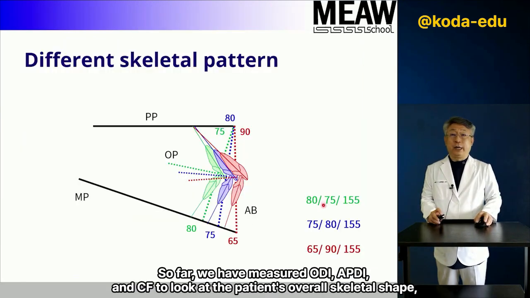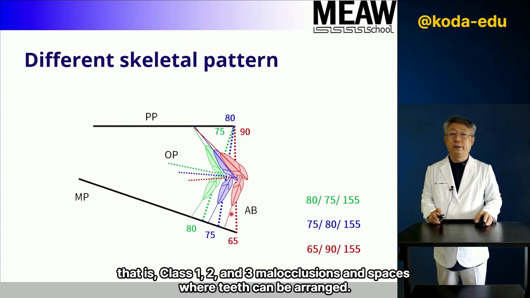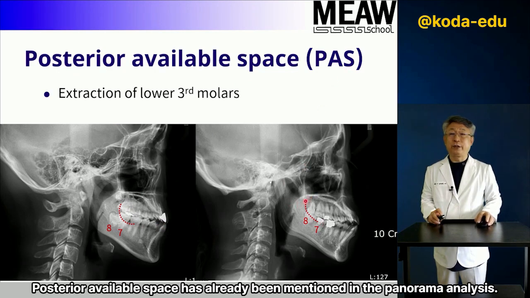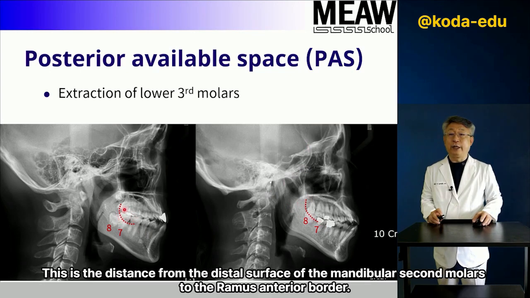So far, we have measured ODI, APDI, and CF to look at the patient's overall skeletal shape. That is, class 1, 2, and 3 malocclusions and spaces where teeth can be arranged. There is an additional important observation point here: posterior available space. Posterior available space has already been mentioned in the panorama analysis. This is the distance from the distal surface of the mandibular second molars to the ramus anterior border.